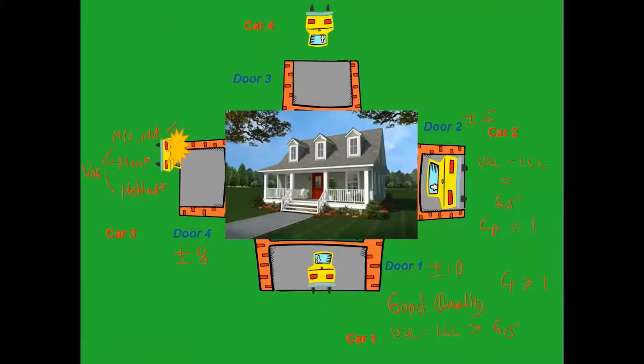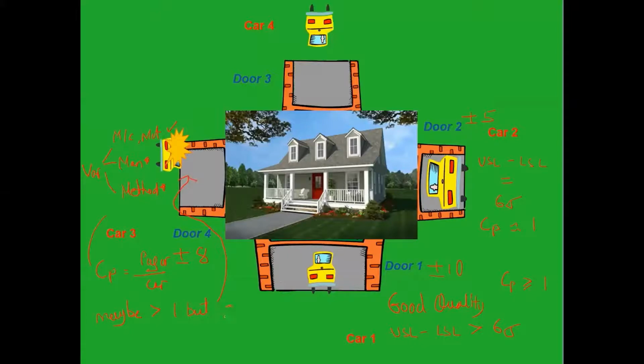So how about the CP for this scenario? Car 3 to door 4, CP will definitely still be more than 1. That's because the door size is much bigger than the car size. However, the process produces defects. So this scenario is different from door 1 and car 1. Right. How about car 3 and door 3 and car 4?